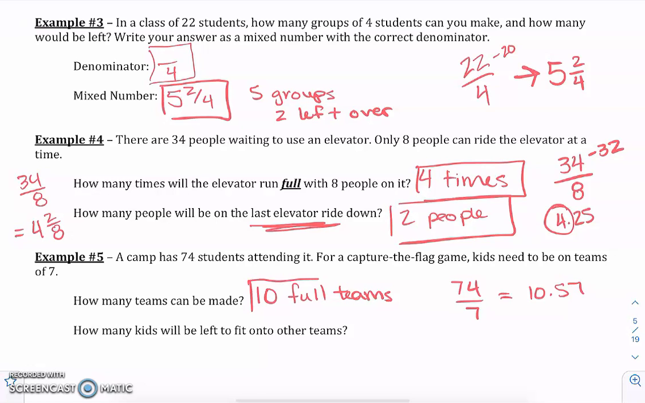10 full teams can be made, but if we've got some kids left, we're going to have to squeeze them onto the other teams. So how many kids are left to fit onto the other teams? Well, 7 times 10 would be 70. So if you subtract that, 4 kids left to fit onto the other teams.